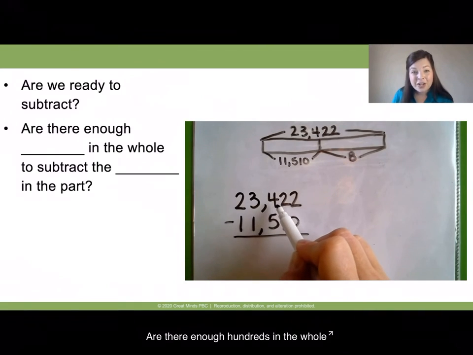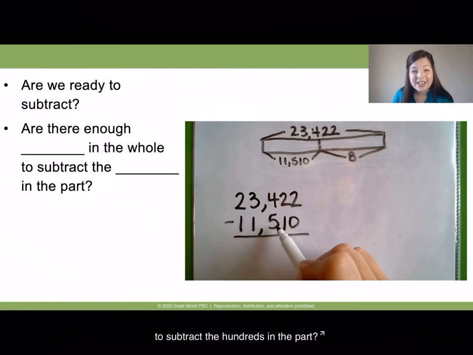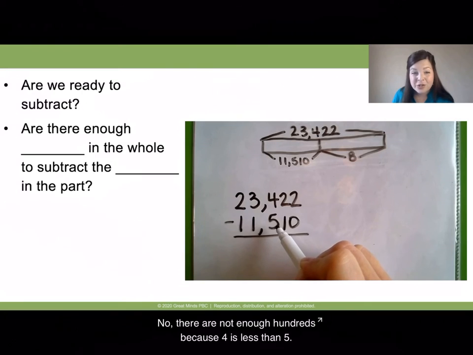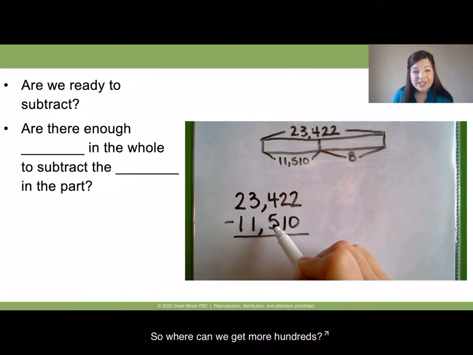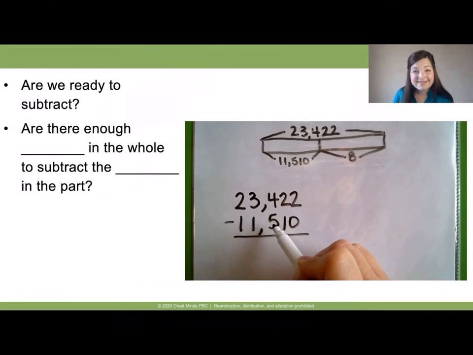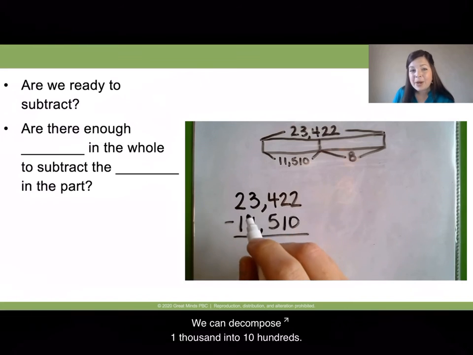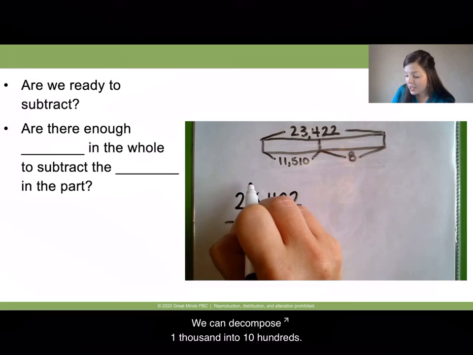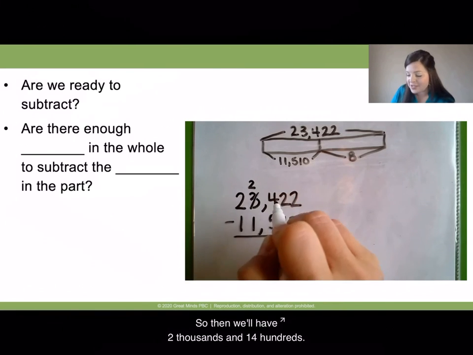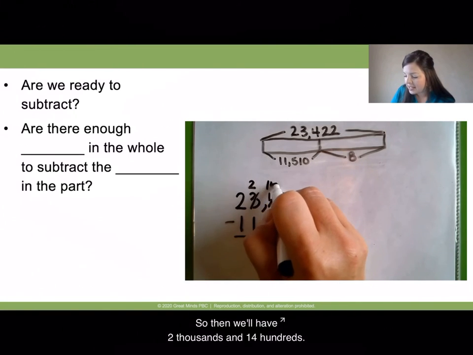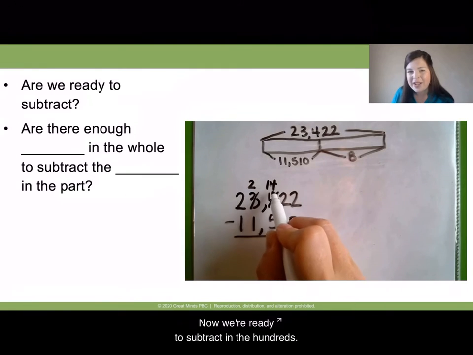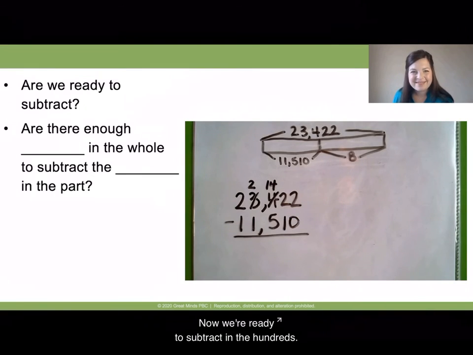Are there enough hundreds in the whole to subtract the hundreds in the part? No, there are not enough hundreds because 4 is less than 5. So where can we get more hundreds? We can get more hundreds from the thousands. We can decompose 1,000 into 10 hundreds. So then we'll have 2,000 and 14 hundreds. Now we're ready to subtract in the hundreds.